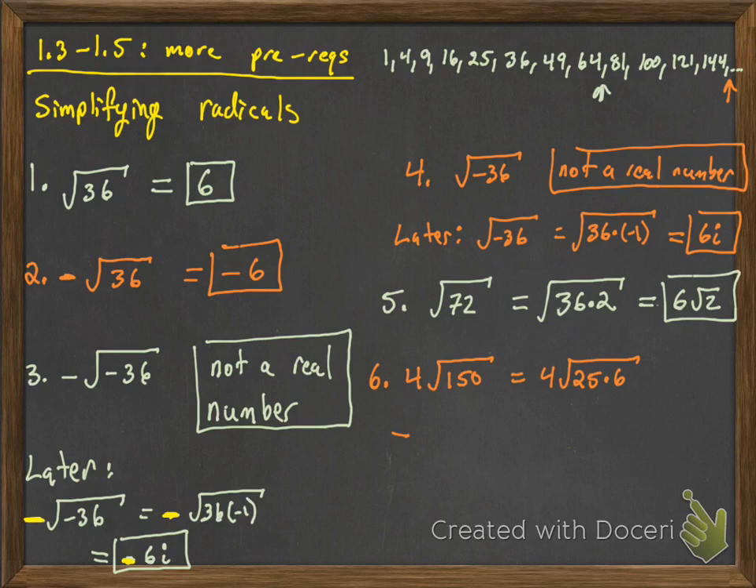Now when we simplify it, you've got 4 as a factor hanging out. The square root of 25 is 5. And then poor square root of 6, we don't know what it is, so we leave it alone. 4 times 5 is 20. 20 square roots of 6, that is your exact answer.